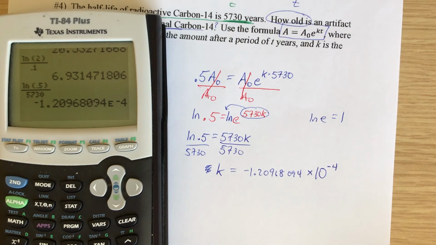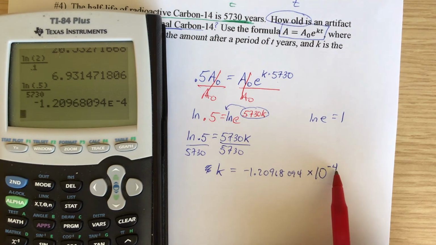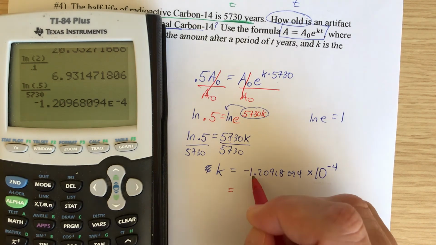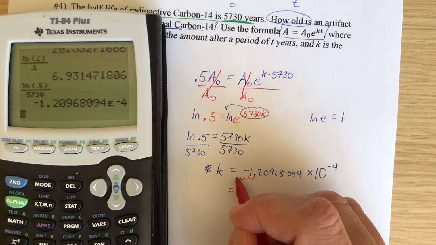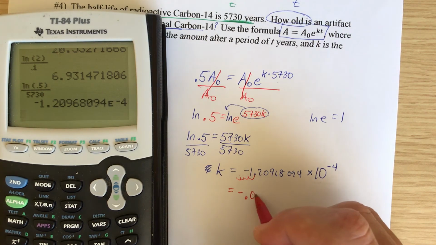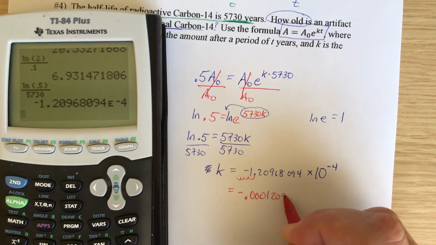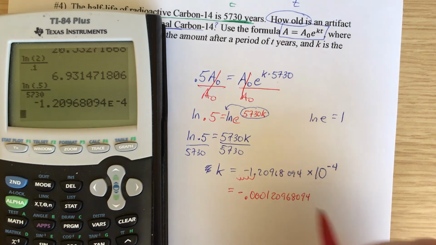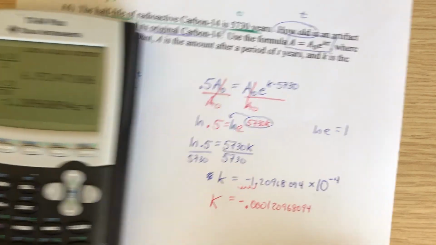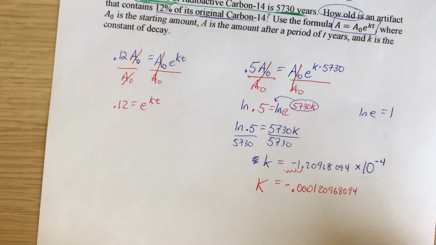This is scientific notation. Now what that means is that we need to move the decimal 4 places to the left. So this number is very, very small. It's actually 1, 2, 3, 4. So it's negative point. There's 3 empty spaces here. I put zeros, 0.000120968094. That is the constant of decay.